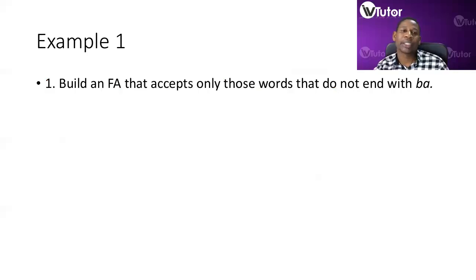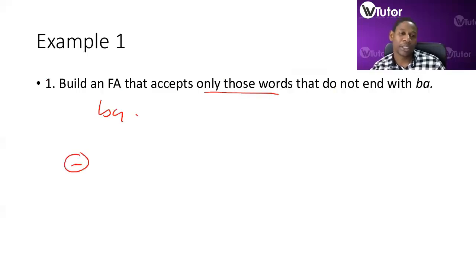Let's look at an FA that accepts only those words that do not end with a BA. Only words that do not end with a BA. If it ends with a BA, it is not accepted. So we can have an initial state. Now, since the empty word does not end with a BA, the initial state can also be a final state.